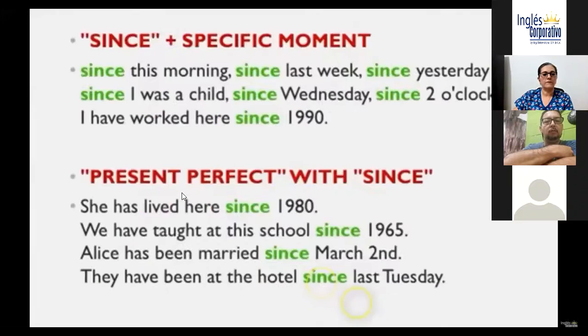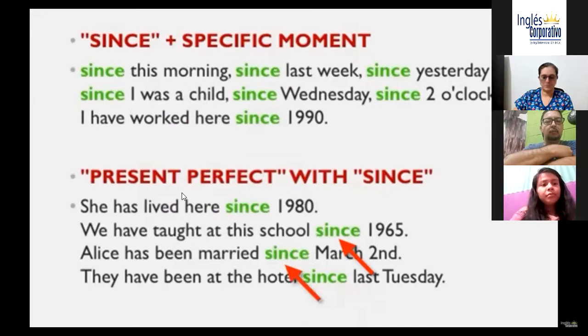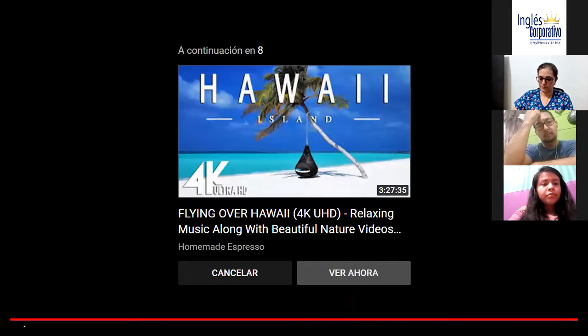Since plus a specific moment: since this morning, since last week, since yesterday, since I was a child, since Wednesday, since 2 o'clock. I have worked here since 1990. Present perfect with since. She has lived here since 1980. We have taught at this school since 1965. Alice has been married since March 2nd. They have been at the hotel since last Tuesday.